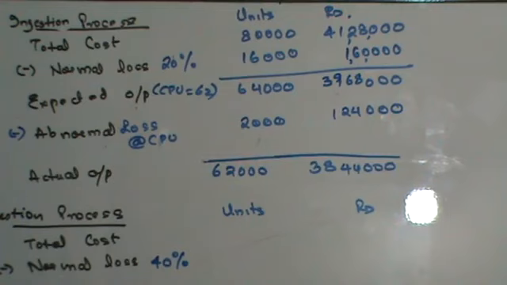Right? Now let's start transferring the entries. This is going to be by normal loss. Normal loss is 16,000 units and 1,60,000. Cross check: 39,68,000 minus 1 lakh is 38,68,000, minus 24,000 should give you 38,44,000.